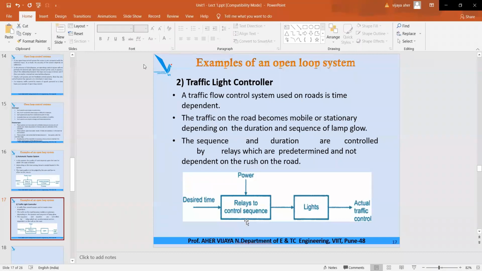So the traffic flow control system used on roads is time dependent. The traffic on the road becomes mobile or stationary depending on the duration, or you can say the sequence, of the glowing of the lamps. The sequence and duration are controlled by relays, which are predetermined and not dependent on the rush on the road, and hence this is an open loop control system.